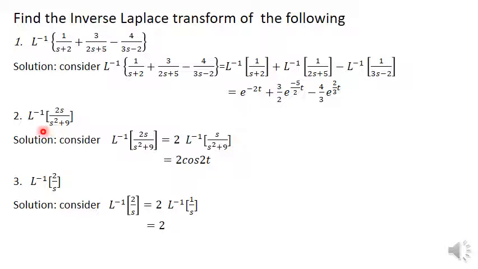Similarly, in the second example, we need to find out the inverse Laplace transform of 2s divided by s square plus 9. Now consider the function, take 2 outside because it is a constant. Now we concentrate on inverse Laplace transform of s over s square plus 9. This can be written as s square plus 3 square, that is in the standard form, which is nothing but 2 into cos 3t.